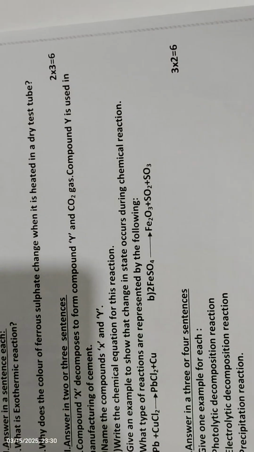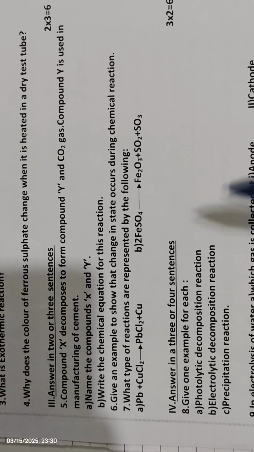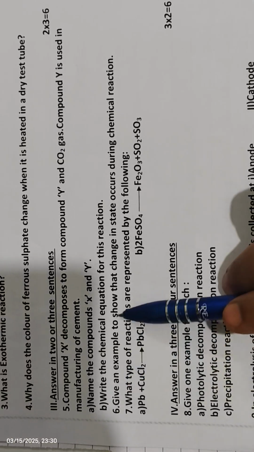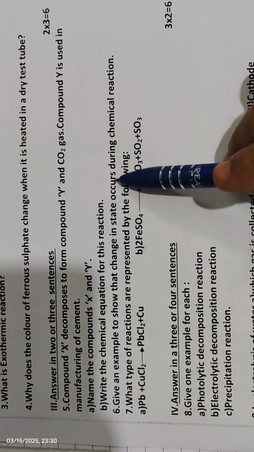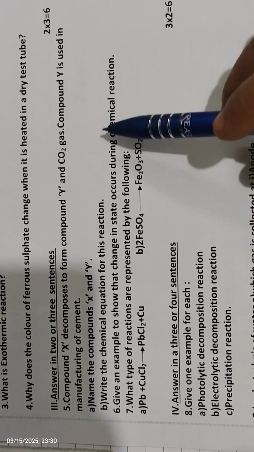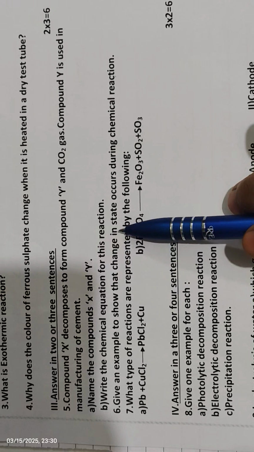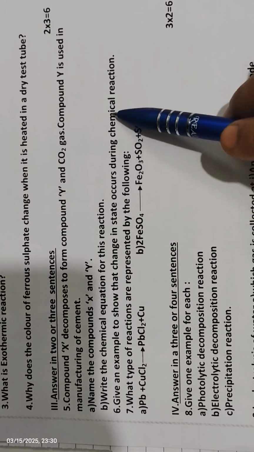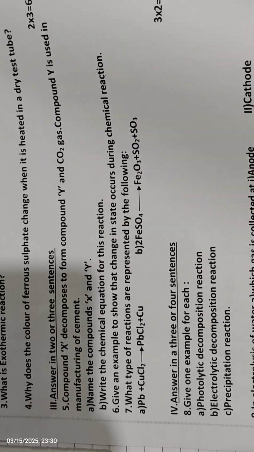Question number 6. So, what is question number 6? Look here. Give an example to show that change in state occurs during a chemical reaction. So, you have to give an example to show that during a chemical reaction there will be a change of state. So, we'll see what is an example.